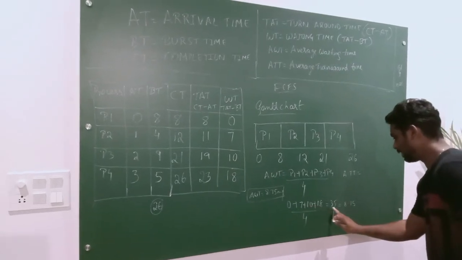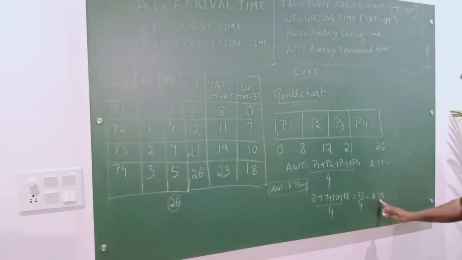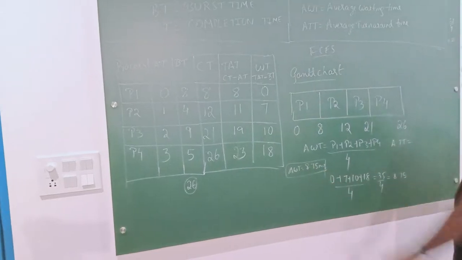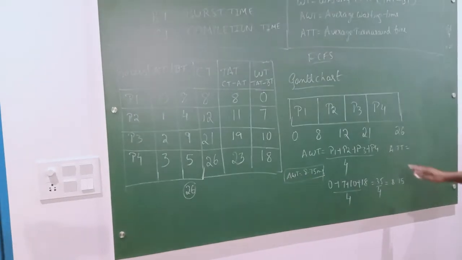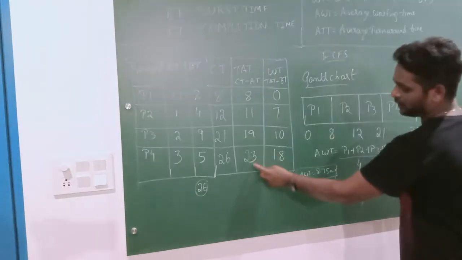I'll get 35. 35 divided by 4 is 8.75. Average waiting time will become what? 8.75 milliseconds. Now average turnaround time. You can just see in this column.